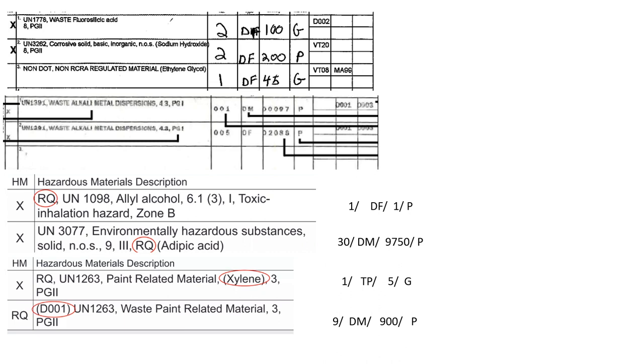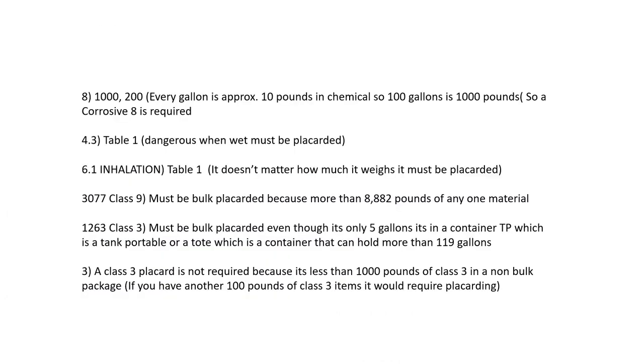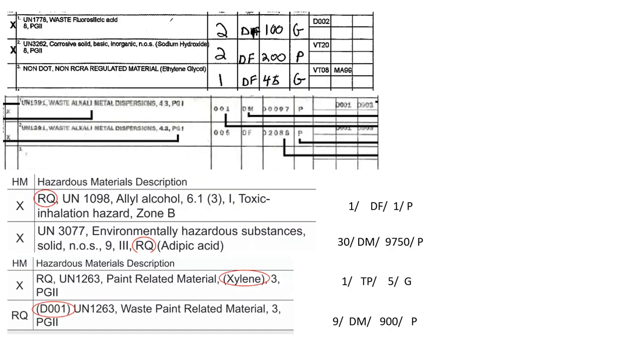Going down the next one, 1391 4.3. And if you look at the one right below it, it looks like 1291, or it might be 1391 4.3 again. Now, we don't have to add up 4.3 because it doesn't matter how much it weighs. Table 1, dangerous when wet, is automatically placarded. Does not matter what the weight is. It could be 5,000 pounds. It doesn't matter. So now we need a Class 8 and a 4.3 placard automatically.